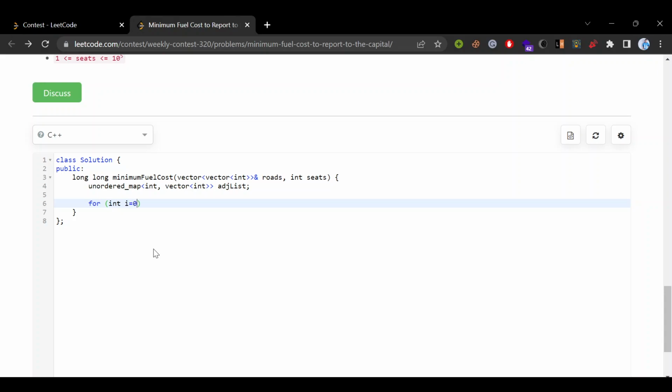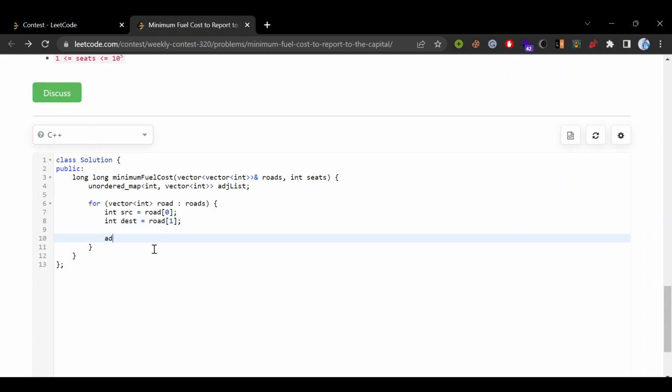So for loop, not i equal to 0, it's actually vector of int a single road that we have taken from the roads vector, a single edge that we have taken from roads edges. First we will have a source node, and that will be road of 0 index, and then we have a destination node that is equal to road of first index.